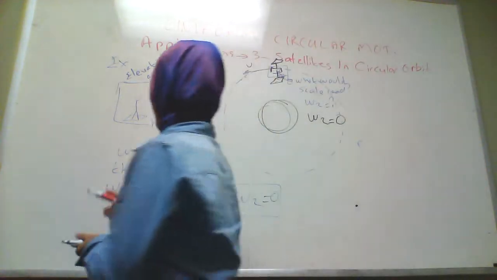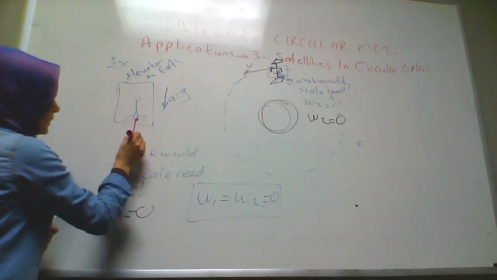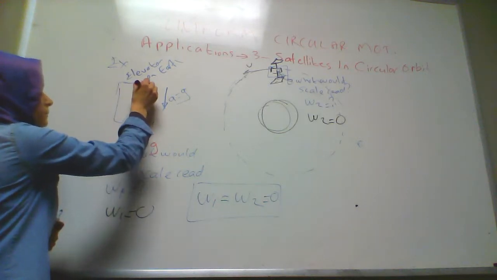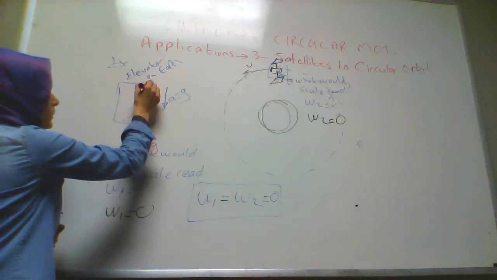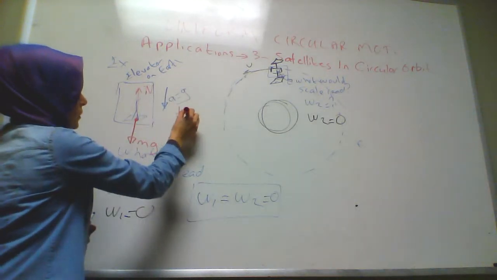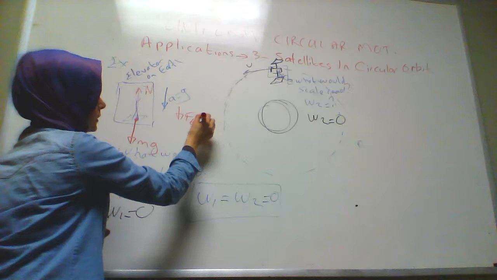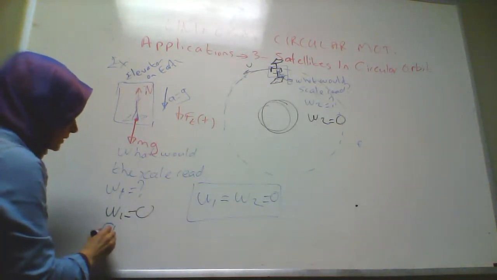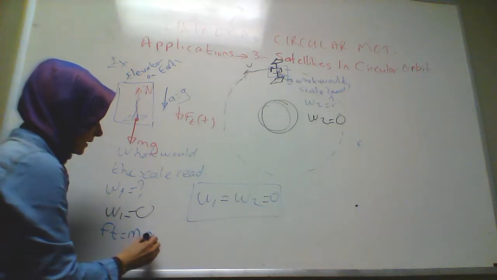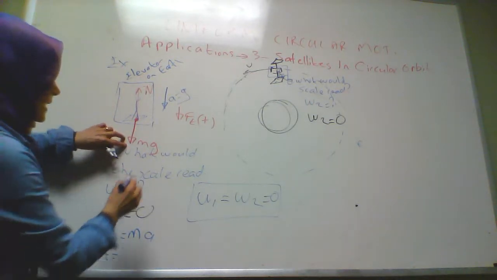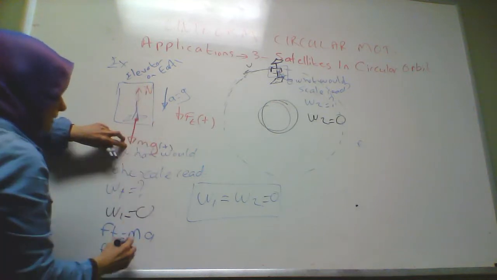And here, if you want to remember again, we were saying mg is downward. What the scale reads will be the normal force upward, acceleration is downward, and the total force is downward. We'll take this direction as positive and write down that F total is equal to m times a, and F total is also equal to mg minus N.